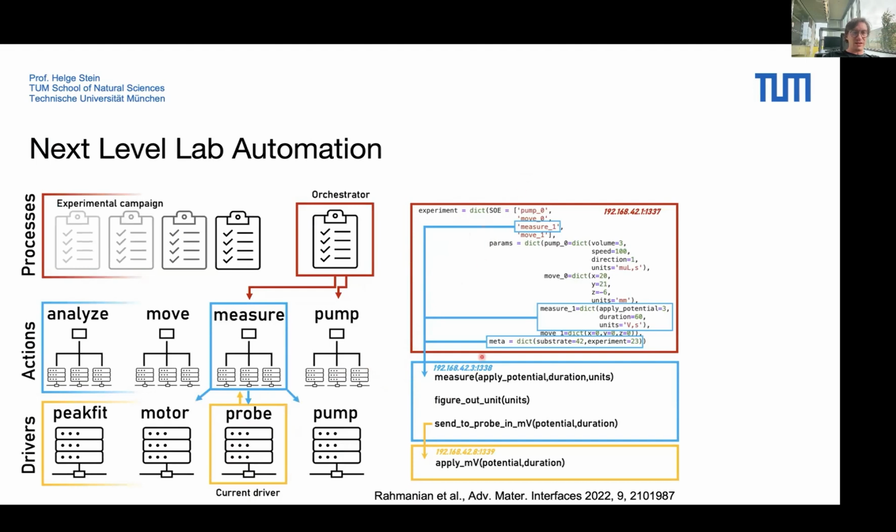So this is a valid experiment that would run on our scanning droplet cell in this case. We just have a sequence of events such as pump, move, measure, and move. And then you have some parameters, like how much do you actually pump, where do you want to move. But programming a new kind of workflow or a new kind of instrument becomes as easy as screwing the two things together.